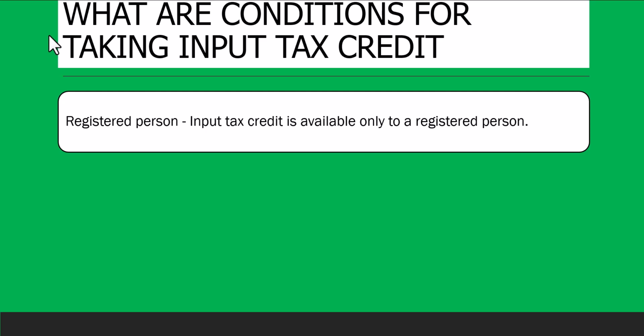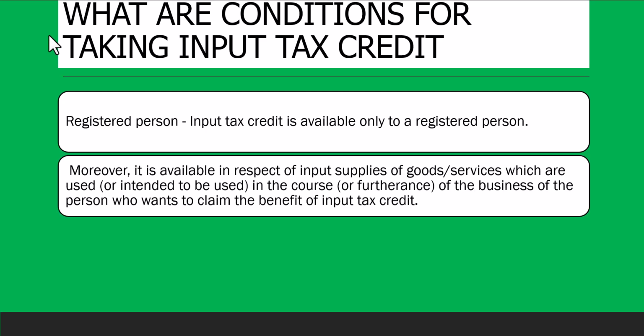Now this is the most important part, Suraksha, because you're taking this as a project. And Kajal, everybody should listen, and particularly for those people who are taking the project, it becomes more important. But otherwise also, this is the most important topic of GST. So, registered person: input credit is available only to a registered person. Next.